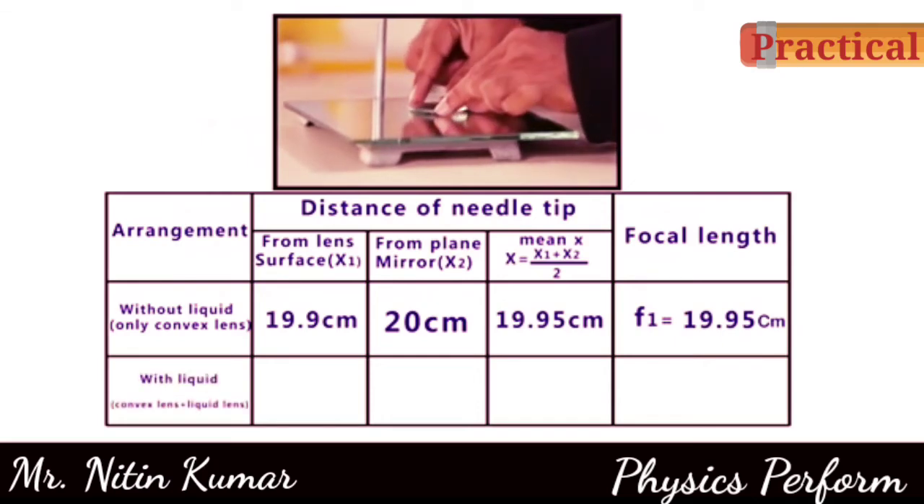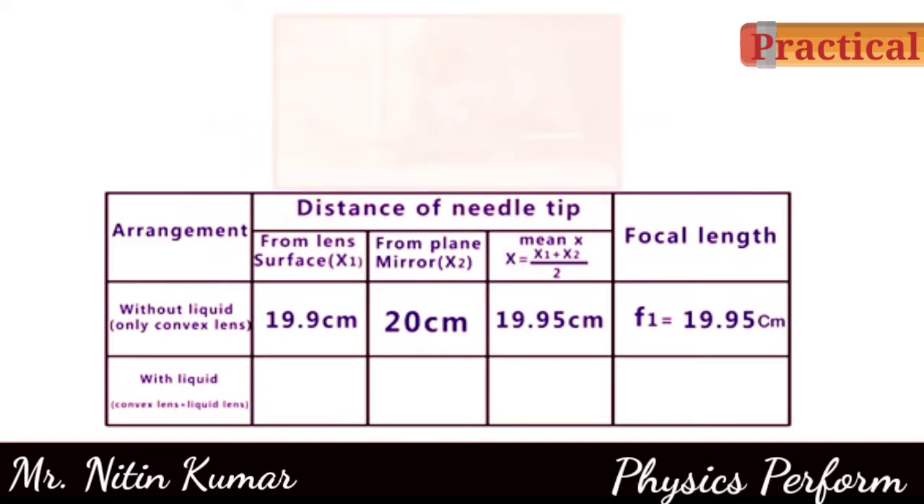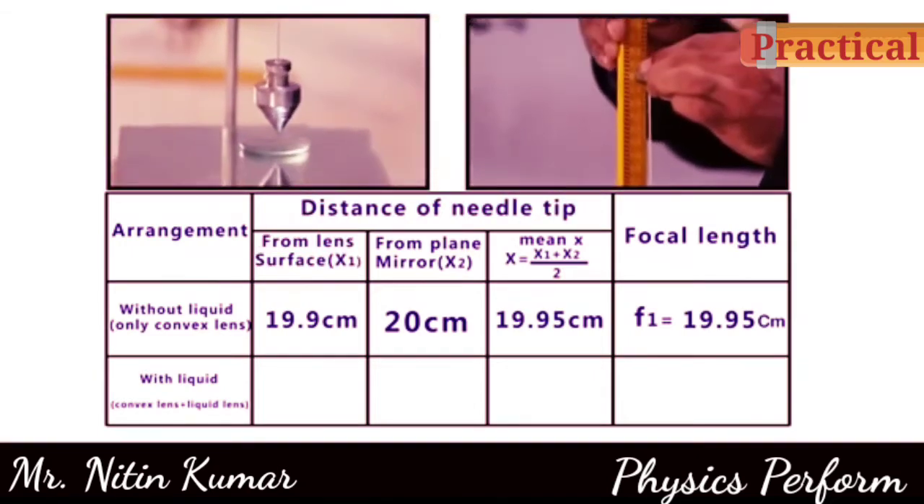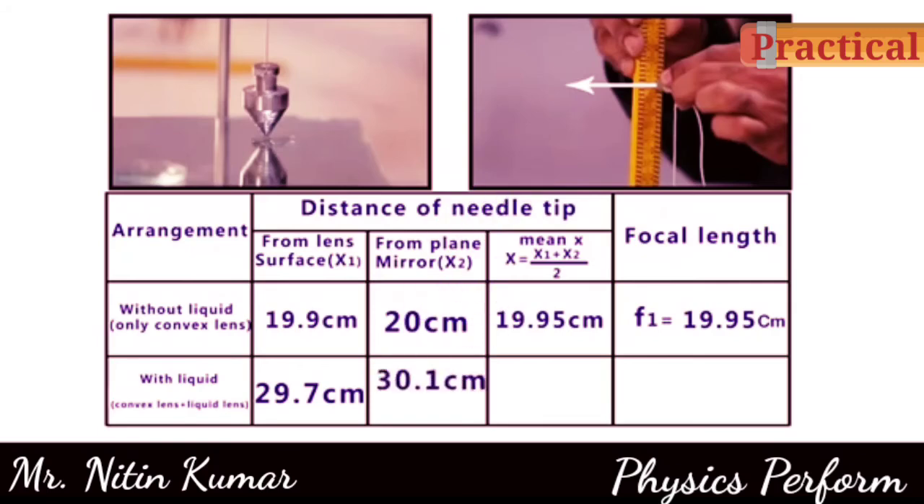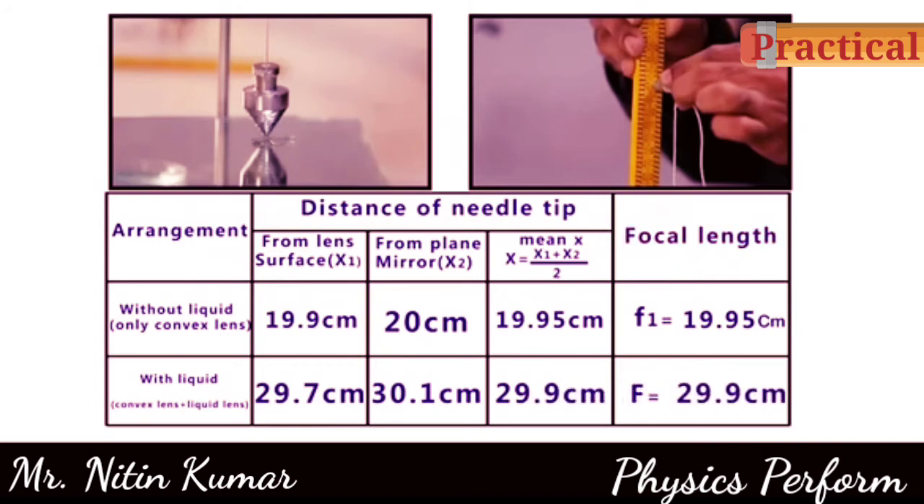When liquid is poured between the convex lens and the plane mirror, the combination is convex lens plus liquid plano-concave lens. Then, the distance of the needle from the surface of the lens is 29.7 centimeters. The distance from the plane mirror is 30.1 centimeters. Mean x is equal to x1 plus x2 by 2, that is equal to 29.7 plus 30.1 by 2, that is equal to 29.9. Focal length f is equal to 29.9 centimeters.